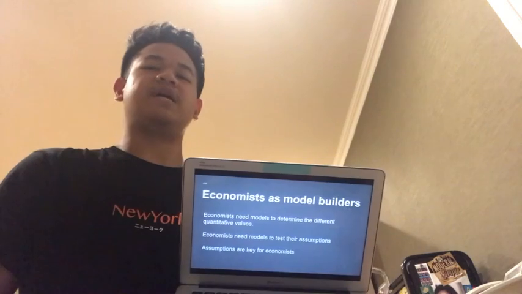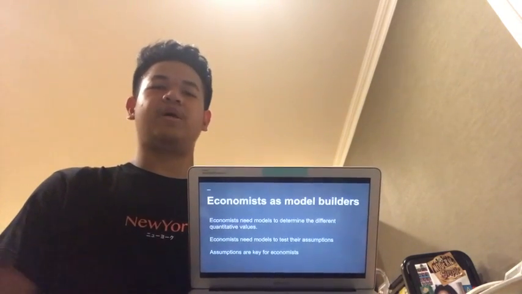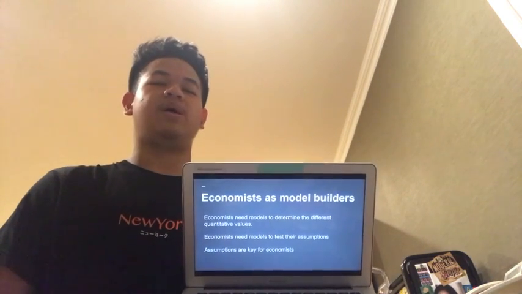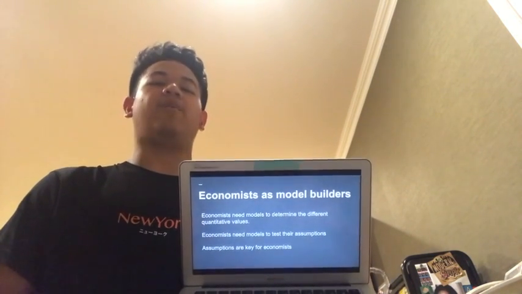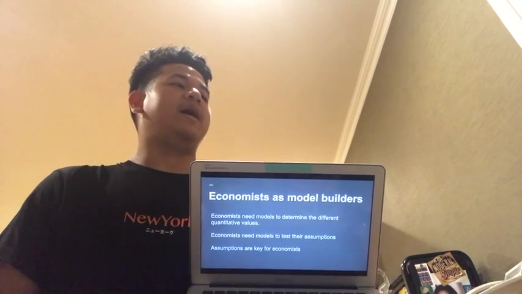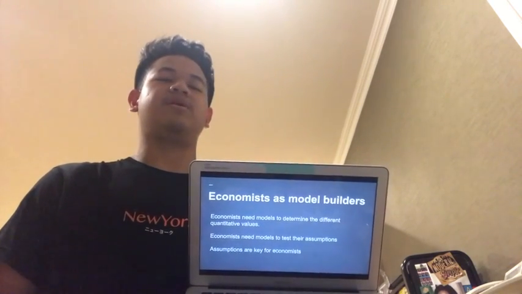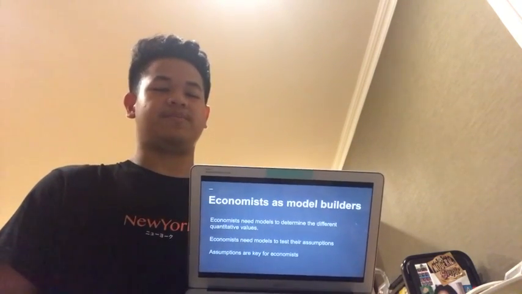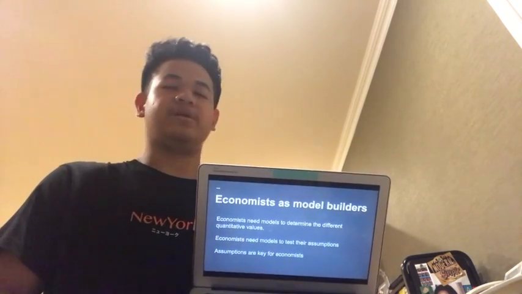So, economists as model builders. As economists, we need models to determine the different quantitative values, and economists need models to test their assumptions. The reason why we need models to test our assumptions is because assumptions are the key for economists. And so the next part will be continued by Ghazi.